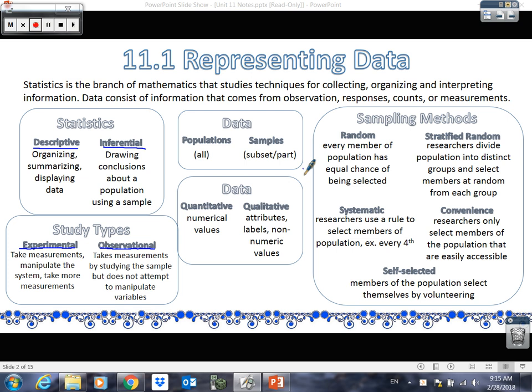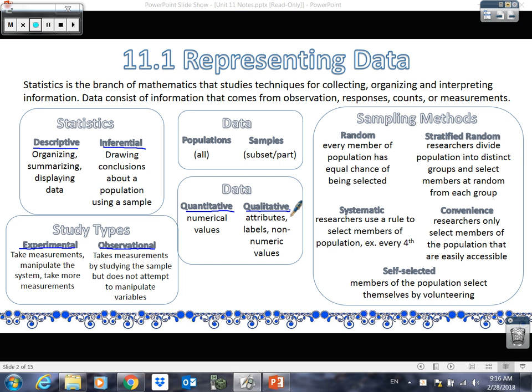There are two types of data. We have quantitative data and qualitative data. Quantitative data is numbers. Like if you're taking measurements, soil measurements, those would be actual numbers, right? It's not how you feel about something, it's a number.